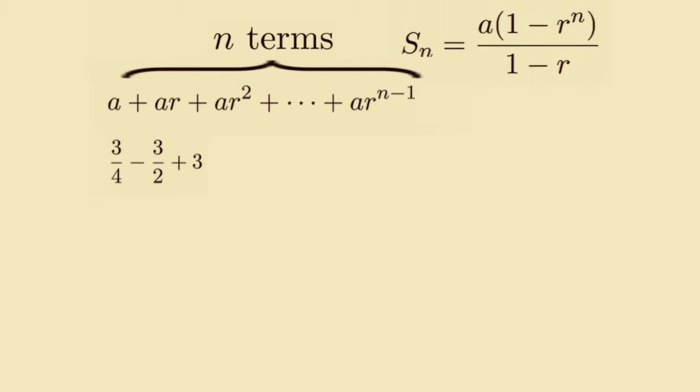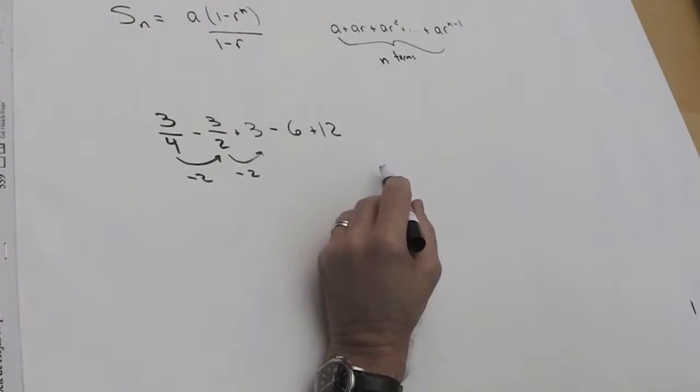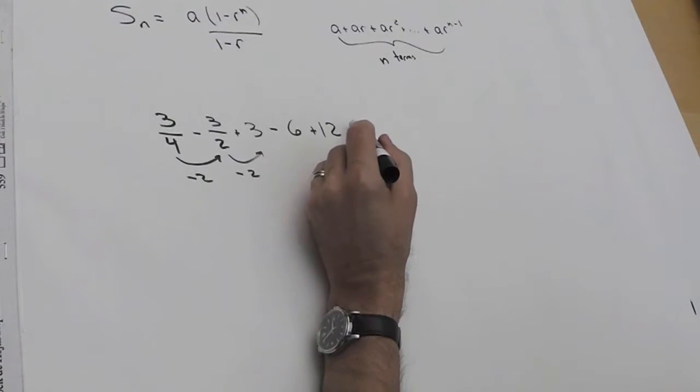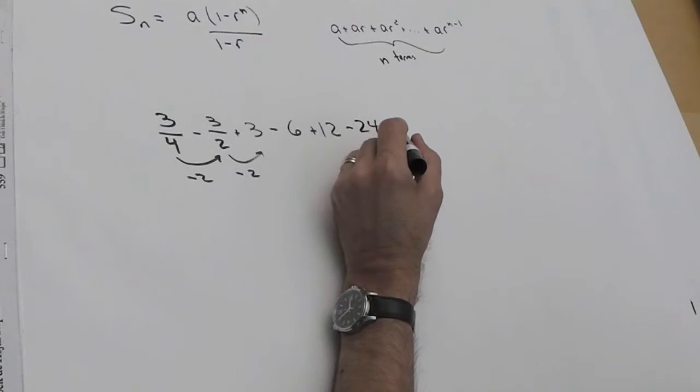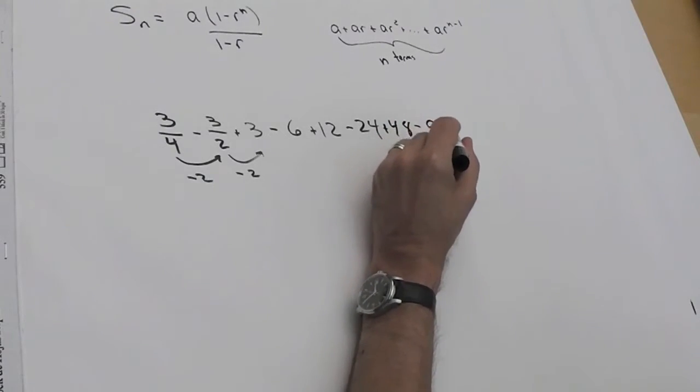Well, the next term, notice that we have the multiple here is minus 2, right? We've multiplied this by minus 2, multiplied this by minus 2. So what do you think the next term is? Well, it's going to be minus 6, right? And then the next term in the series would be plus 12. And let's continue multiplying by minus 2 a few more times. So minus 24 plus 48 minus 96.